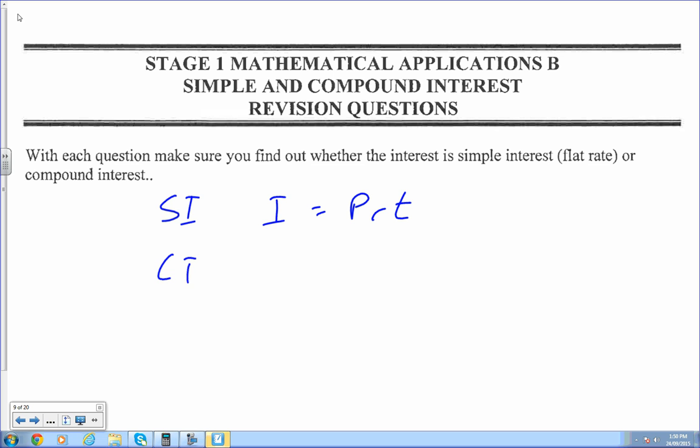And for compound interest, future value equals present value, 1 plus i to the n, where FV is future value, PV is present value, i is the interest rate per period, and n is the number of periods.